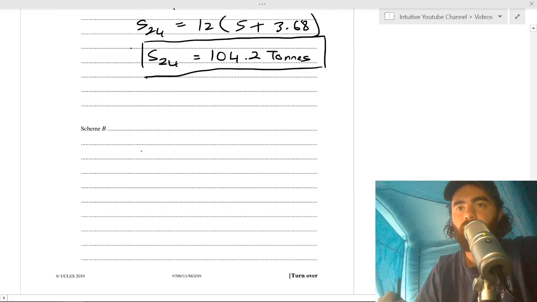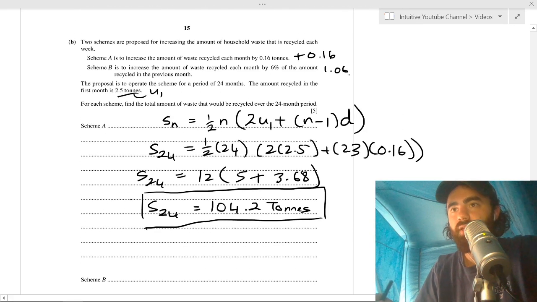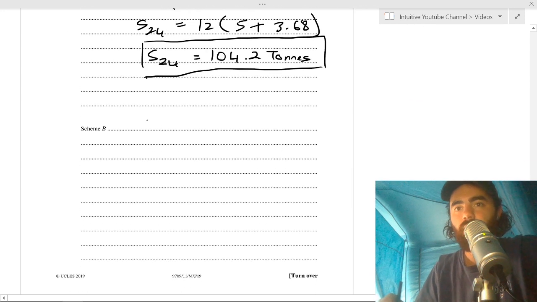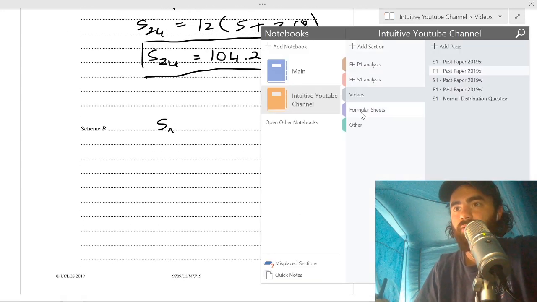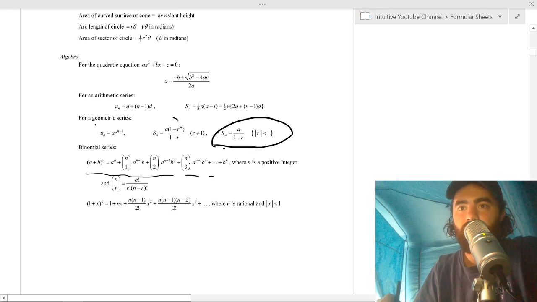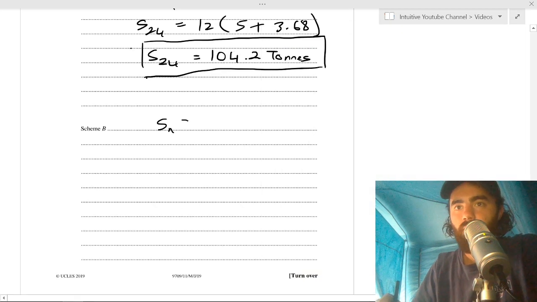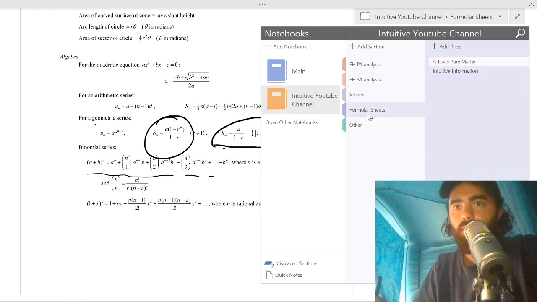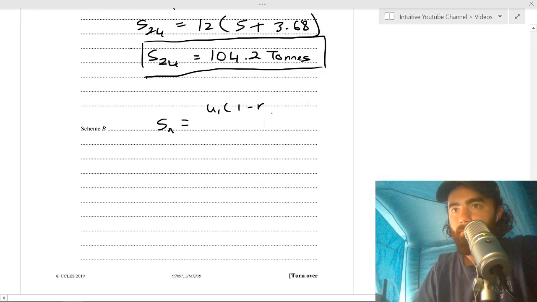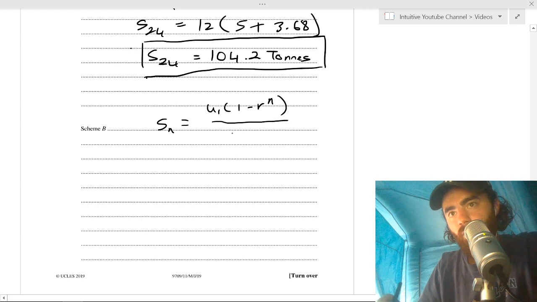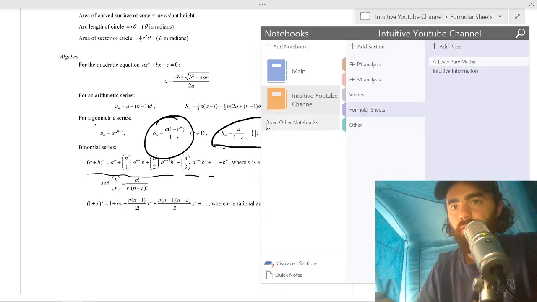And now for scheme B, well, it's increasing by, this is your d and this is your r here. So your Sn, this is a geometric progression. Your Sn is this, which is U1 times (1 minus r to the power of n), wait, was it r to the power of n? Yeah. Over 1 minus r. Just make sure that's correct.